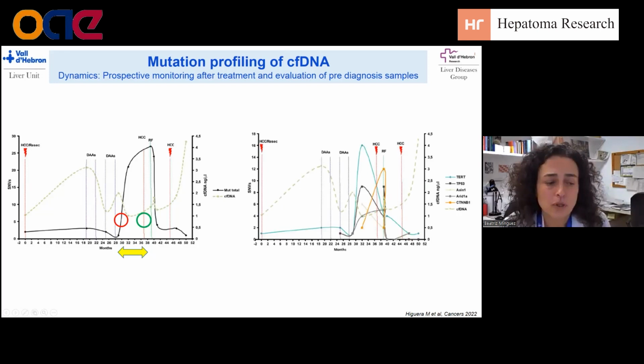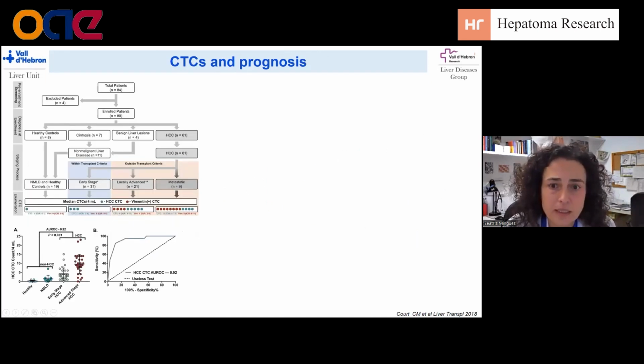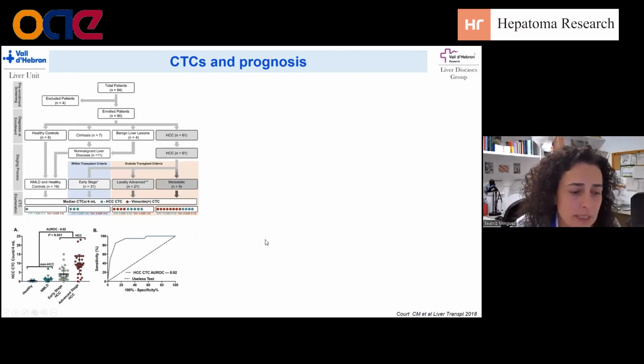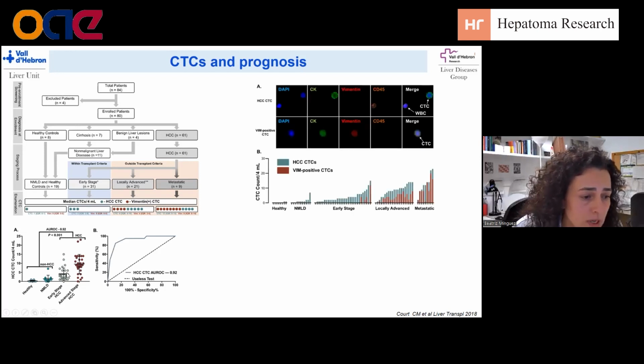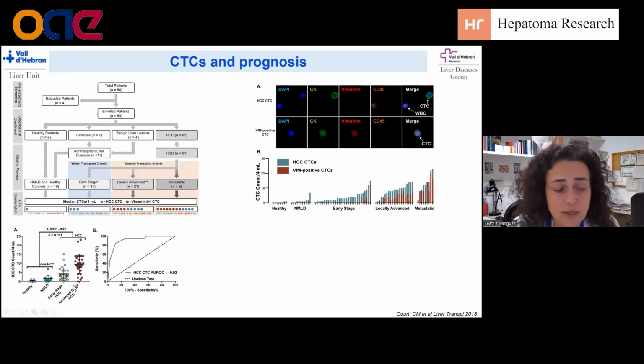CTCs have also been studied in this setting, and here is a study from the group of Dr. Agopian in Los Angeles. They compared a cohort of healthy patients and patients at early stage of HCC and more advanced, and they identified and isolated CTCs based on first epithelial markers, CK, and they were able to discriminate patients with HCC from those who didn't have cancer with a good accuracy.